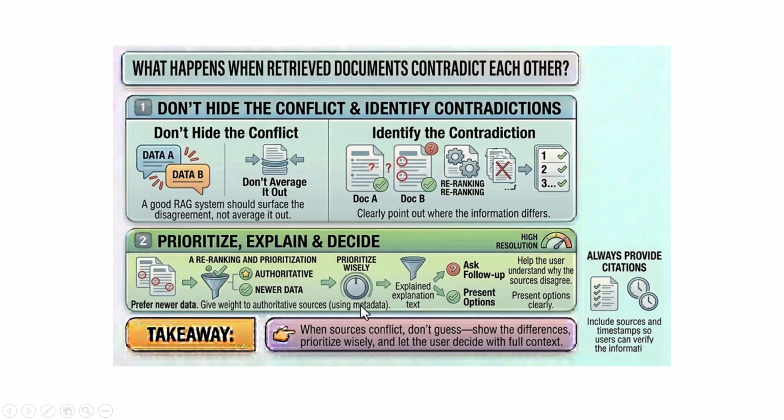Okay. Next one, explain the difference. That is, help the user understand why the sources disagree and let the user decide if needed. That is, ask a follow-up question or present both options clearly. Also, always provide citations. Include sources and timestamps so users can verify the information. Okay. So the takeaway is when sources conflict, don't guess. Just show the differences, prioritize wisely, and let the user decide with full context.